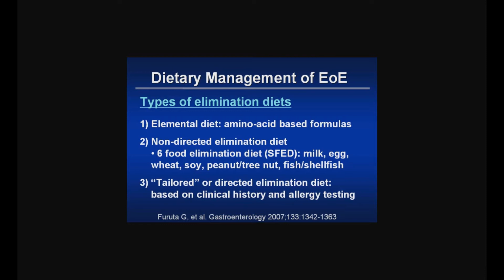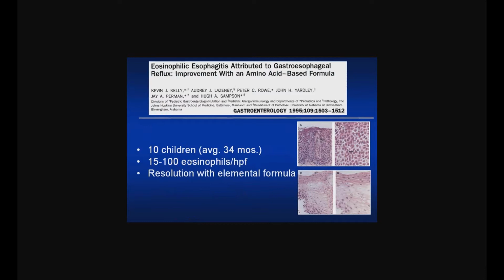So we'll remove milk, egg, wheat, soy, peanuts, tree nuts, fish, and shellfish. That's more than 6 foods, but still it's called a 6-food elimination diet, and see if people get better with that. And the third type of elimination diet that's used is the tailored or directed elimination diet. And that's really based on the clinical history of reactions to foods and also allergy testing that's done, and we'll talk more about that.